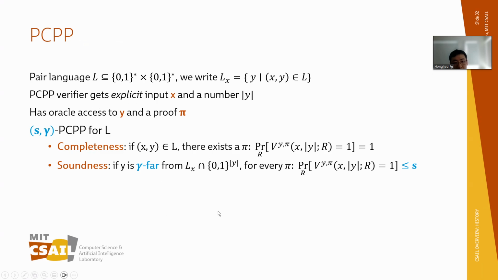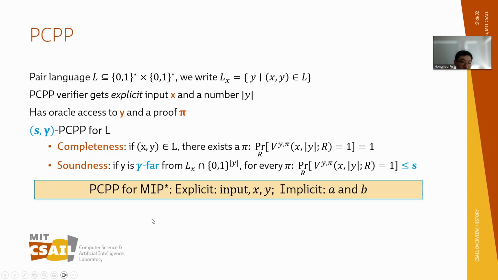In the setting of MIP star, we need this PCPP to work on a pair language where the explicit input is the instance, which we call the input, and the questions X and Y. The implicit input is the answers A and B. These A and B are the answers prepared by the prover, but not sent back to the verifier.